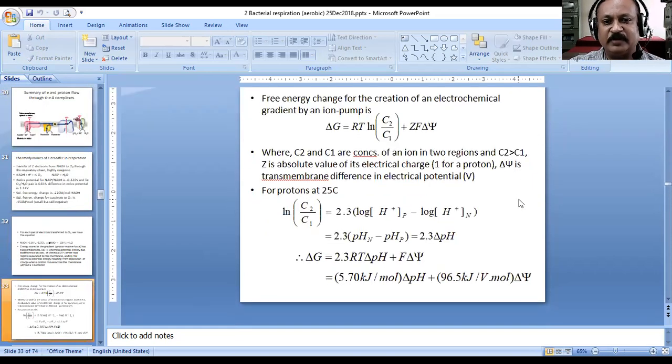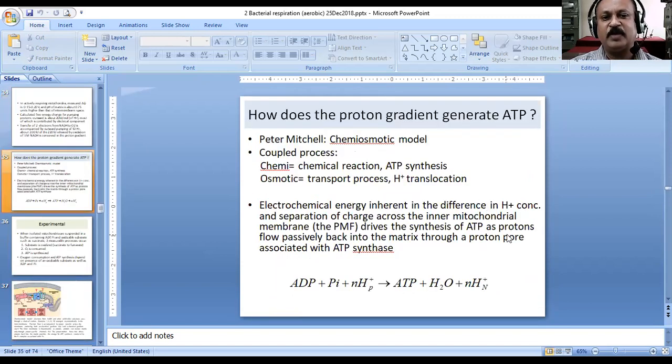We shall have a look at how the proton gradient actually generates ATP. That is a very, very important concept, called the chemiosmotic hypothesis, or chemiosmotic model. This was given by Peter Mitchell. I think in one of the earlier lectures, I have already mentioned this. The essential thing about this concept is that it is a coupled process, where there are 2 reactions happening.